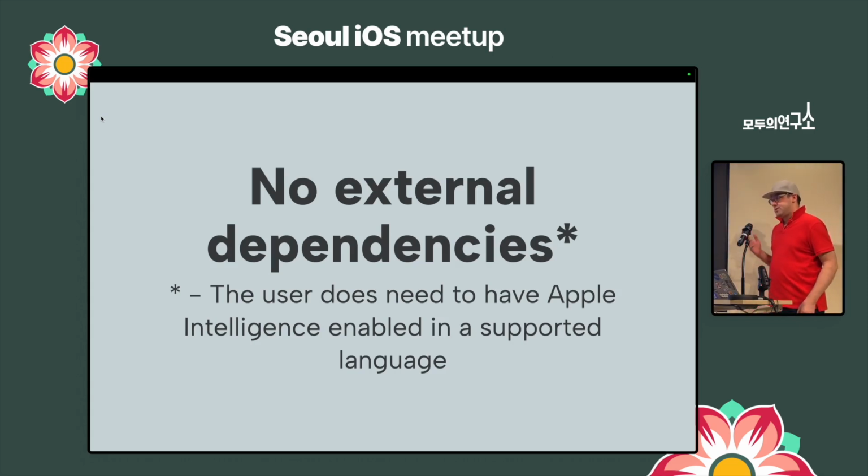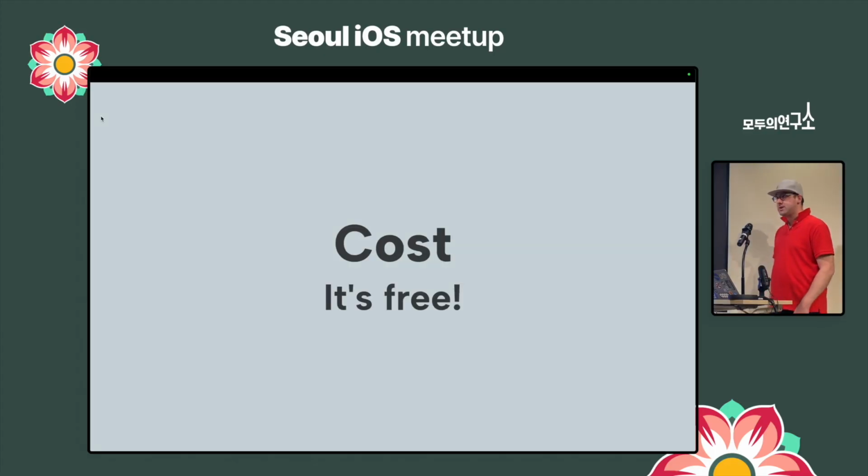There's also no external dependencies. You're not depending on someone's API that's hosted on some server that you don't control, so that removes a risk factor. The caveat is that the user does need to have Apple Intelligence enabled on a supported device in a supported language, which is actually not very far back. When I agreed to give this talk a month ago, I didn't realize I didn't even have a capable device without wiping my MacBook and installing the beta. So you have to have an iPhone 15, I think, or newer, and I forget the iPad versions.